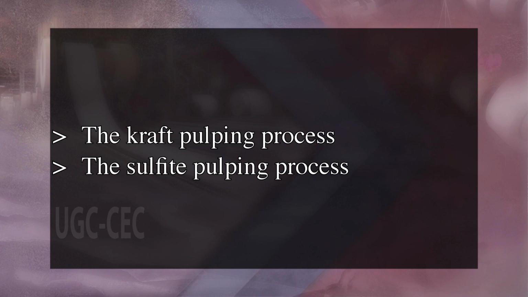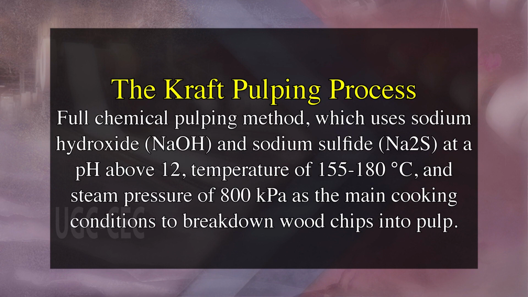The kraft pulping process is a full chemical pulping method which uses sodium hydroxide and sodium sulfide at a pH above 12, temperature of 155 to 180 degrees Celsius and steam pressure of 800 kilopascals as the main cooking conditions to break down wood chips into pulp.